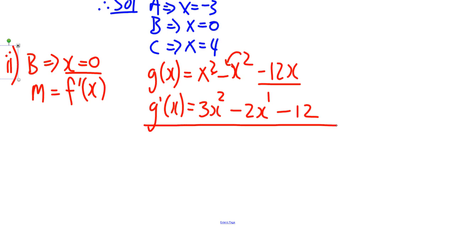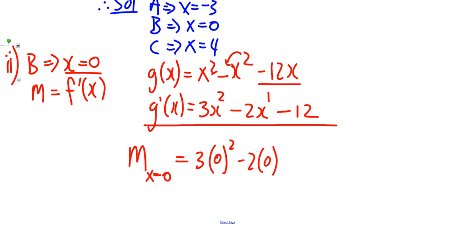So now what I want to do is find the gradient when x equals 0. So I'm just going to substitute that into my derivative function. So 3 times 0 squared minus 2 times 0 minus 12 gives me minus 12.